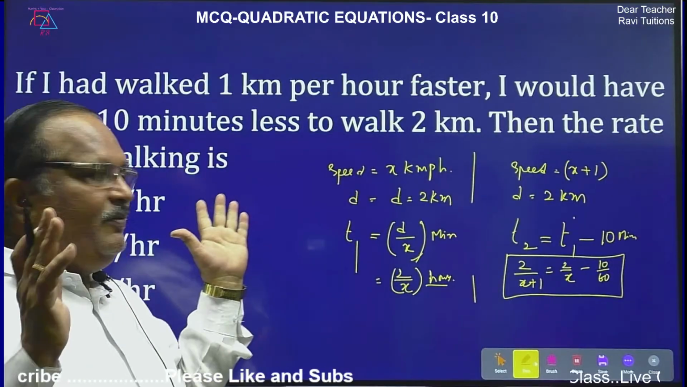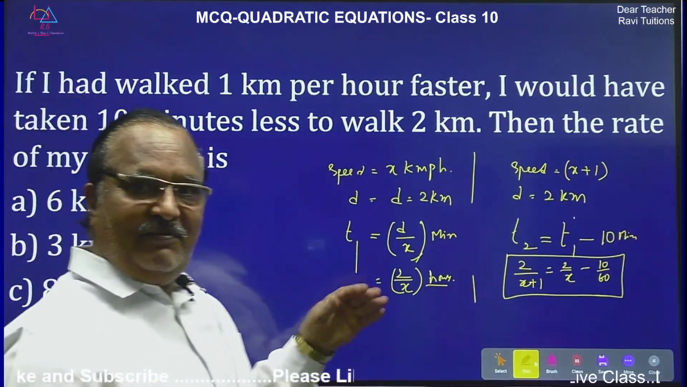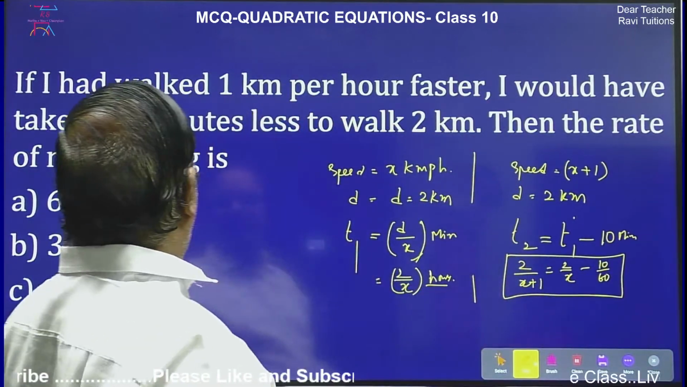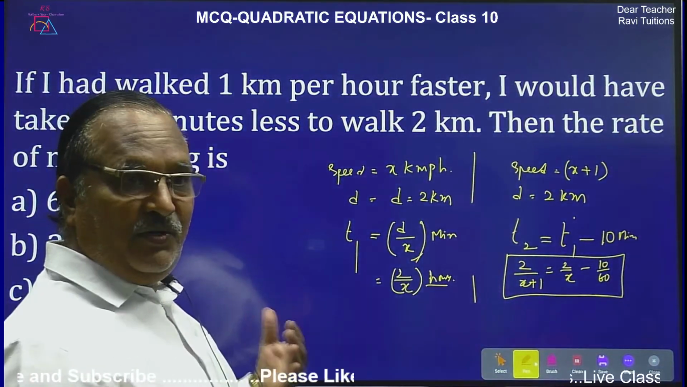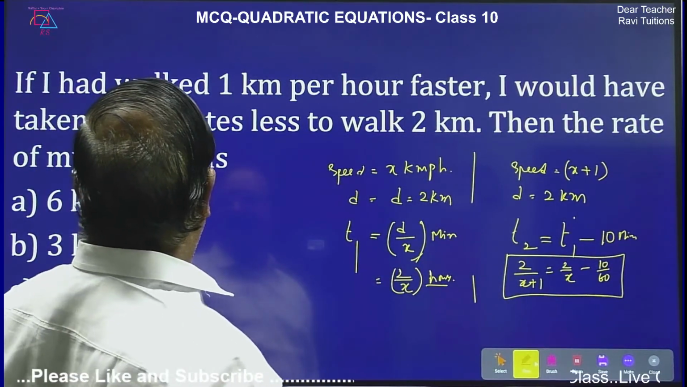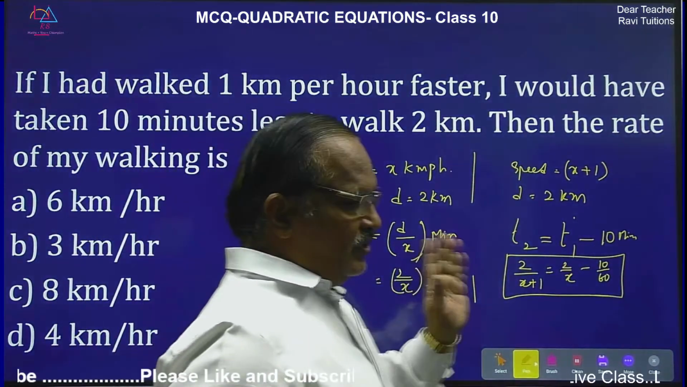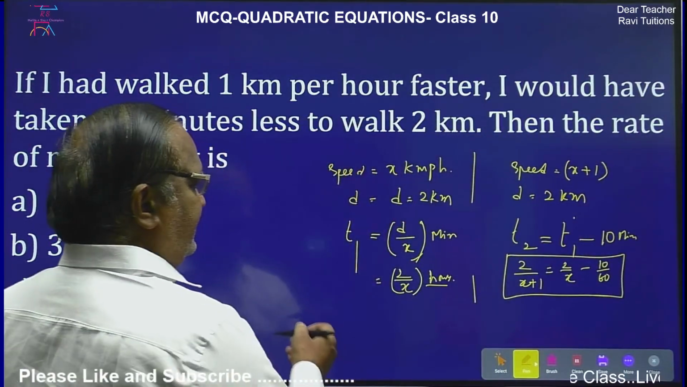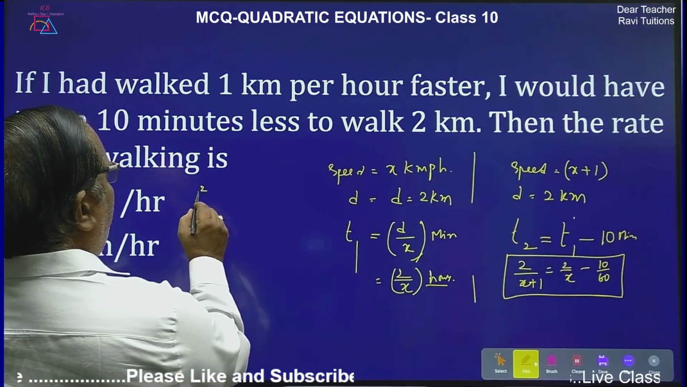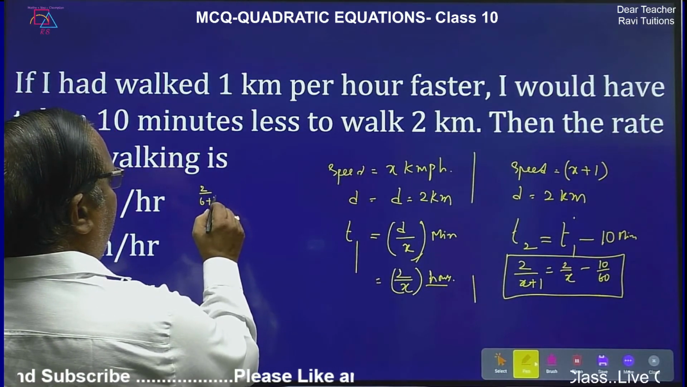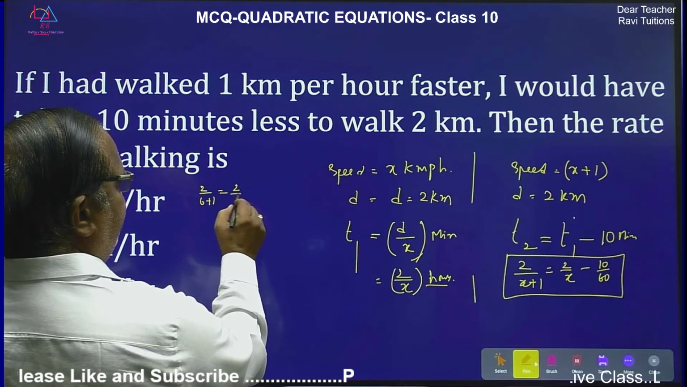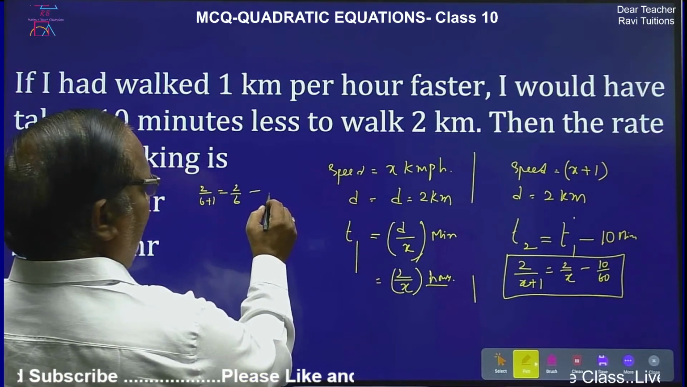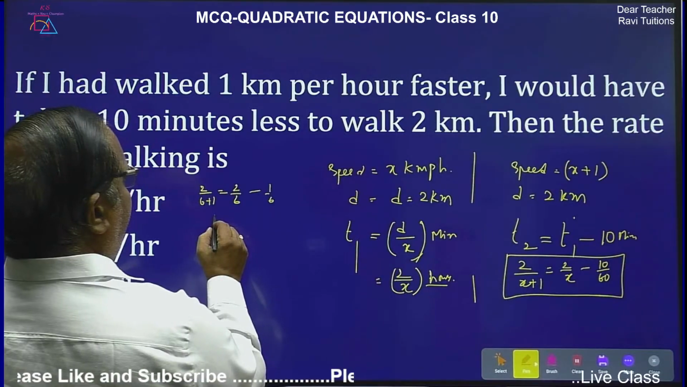So it will become very big. So now, because it is an MCQ question, no need to do that. Put the answers there and find out which answer will satisfy the equation. Okay, let us start from 6. You put 6 in this. Okay, so how much if I put 6 in that? 2 by 6 plus 1 is equal to 2 by 6 minus 1 by 6.